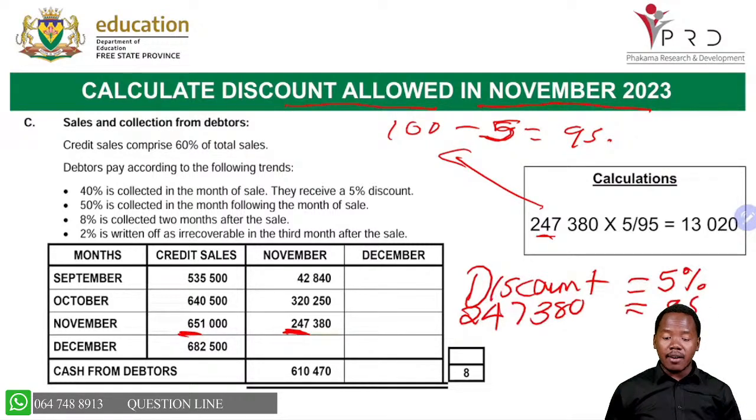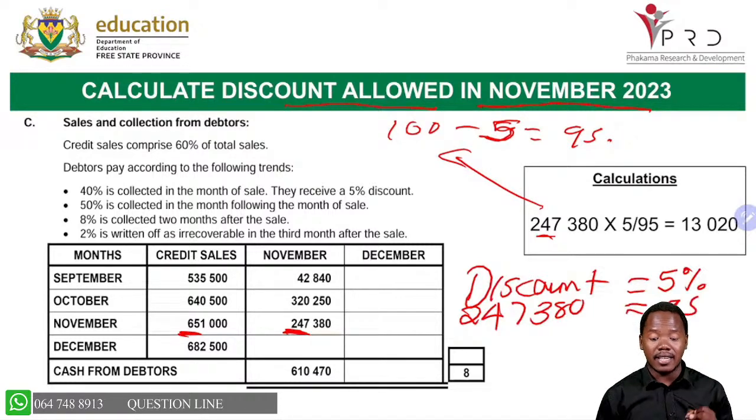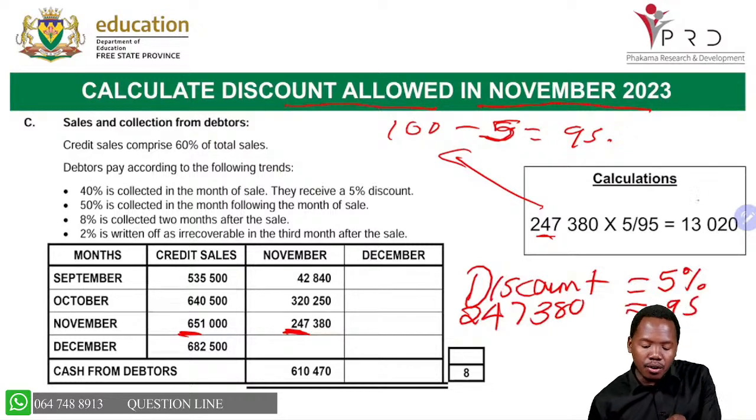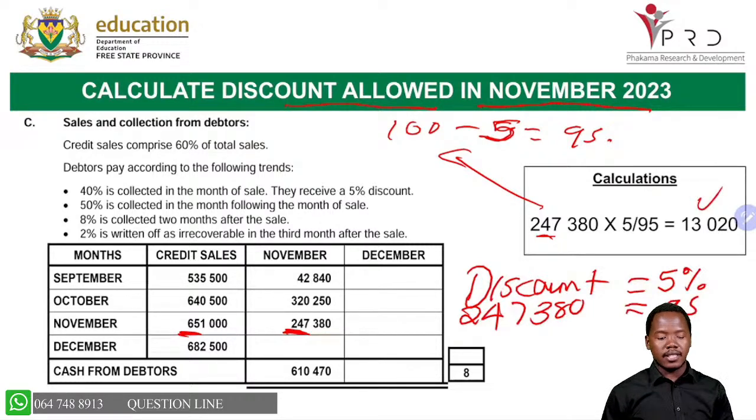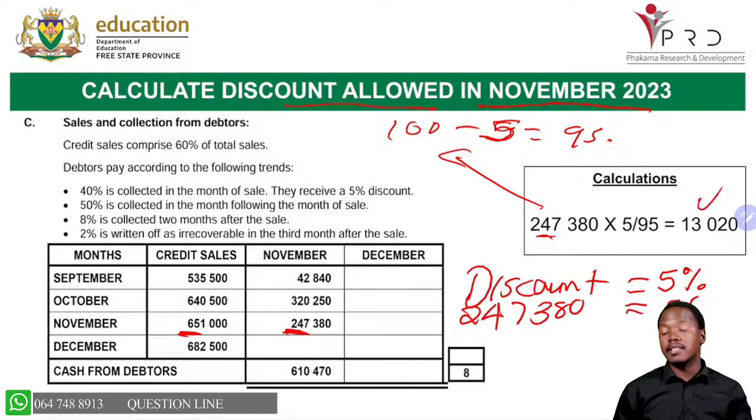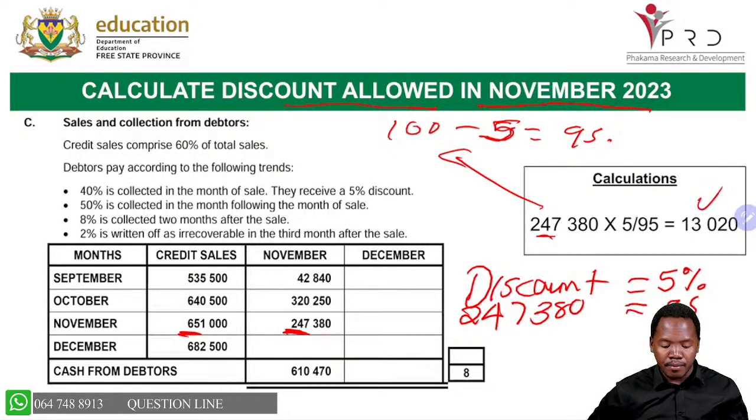Now, for me to get the discount now, I will say what? The amount given, which is 247,380, multiplied by 5 over 95, because I'm given 5 and then I'm looking for 95. That is how I get my discount of 13,020. There could be so many ways of getting the 13,020. We are not going to look at that right now. Right, and then now let us move on, because this should be an easier one of getting this, and it's more quicker for you to use.